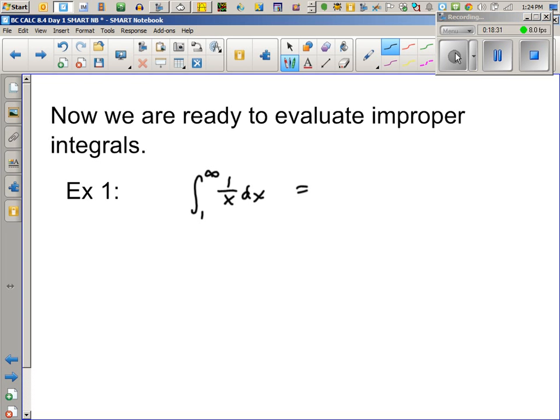First thing you should have written is, you should have replaced this with a b, which is what we usually use for an upper limit. And then you put a lim, b goes to infinity here to preserve the fact that b is going large.